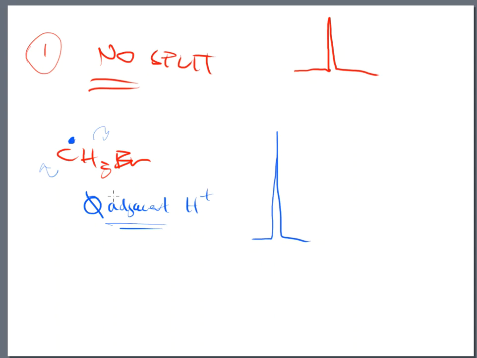Another thing that will also, and this is what I would call a trick, or an exception in a way, is what if we have a molecule that looks like Cl and then CH2 and CH2 and Cl?